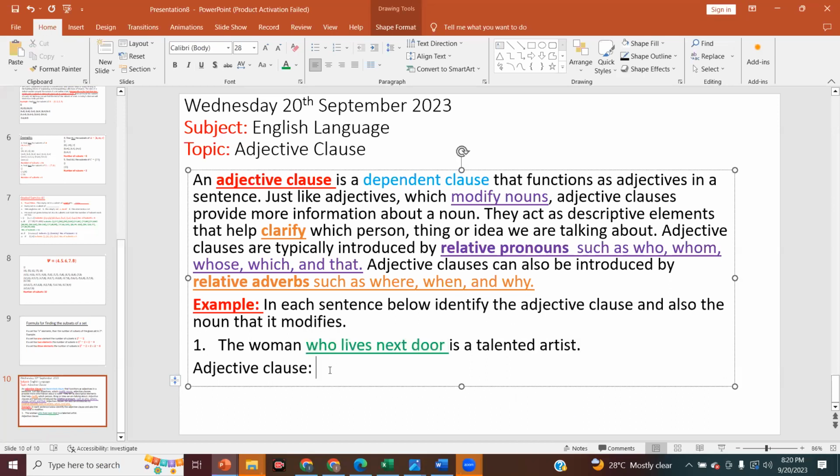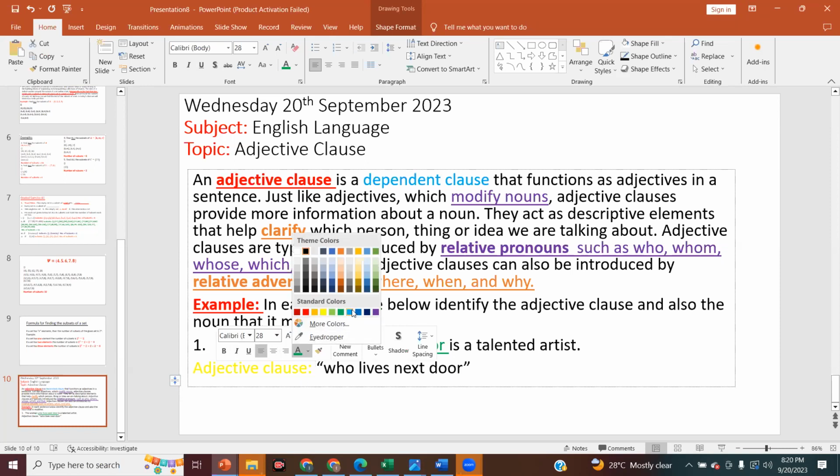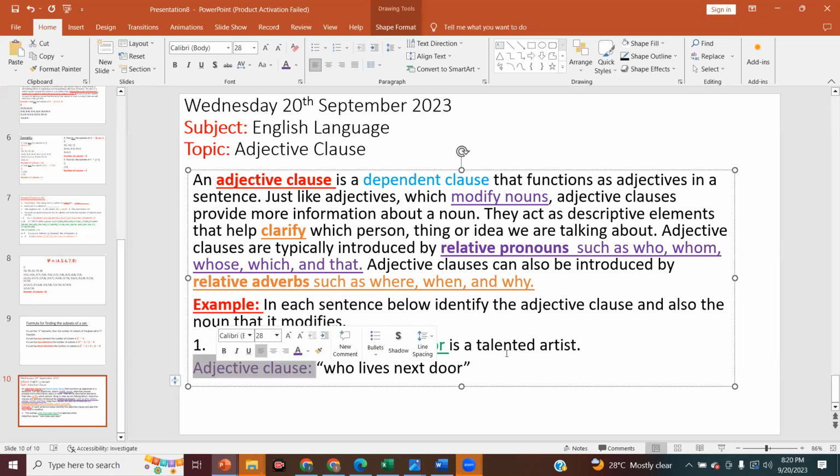So the adjective clause is gonna be who lives next door. Is that an independent clause or a dependent clause? Who lives next door? Dependent. Dependent, yes, it's a dependent clause. Now, what is the noun that is being modified in the sentence?